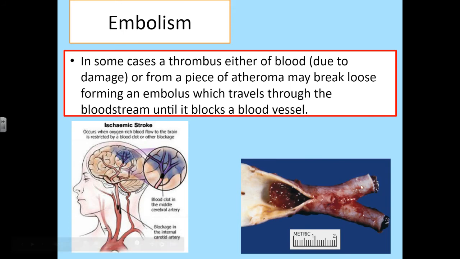So an embolism, here we go. This is someone's aorta. I think this is very, very disturbing. This is a massive clot in this person's aorta. In some cases, a thrombus, either blood due to damage or a piece of the atheroma, will break loose and form an embolus or an embolism, which travels around the bloodstream until it blocks a small artery. This doesn't just cause pulmonary embolisms, which is the lung issue, doesn't just cause an MI, so what people would generally think of as a heart attack.